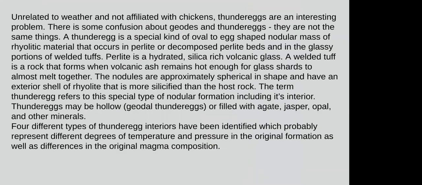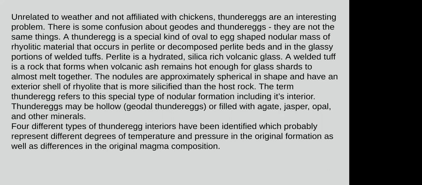Unrelated to weather and not affiliated with chickens, thunder eggs are an interesting problem. There is some confusion about geodes and thunder eggs. They are not the same things. A thunder egg is a special kind of oval to egg-shaped nodular mass of rhyolitic material that occurs in perlite or decomposed perlite beds and in the glassy portions of welded tuffs.